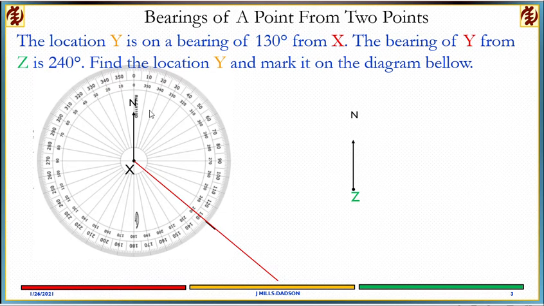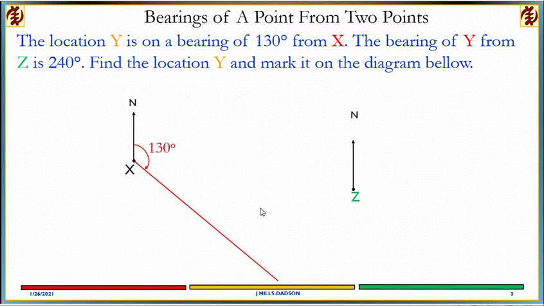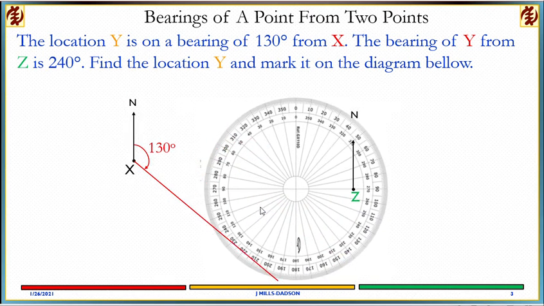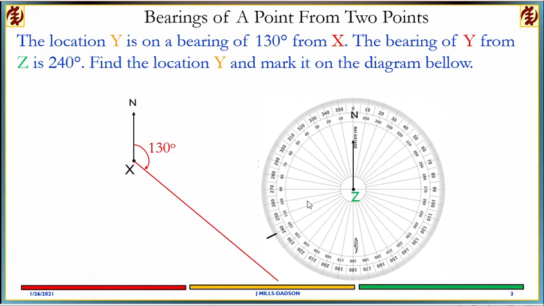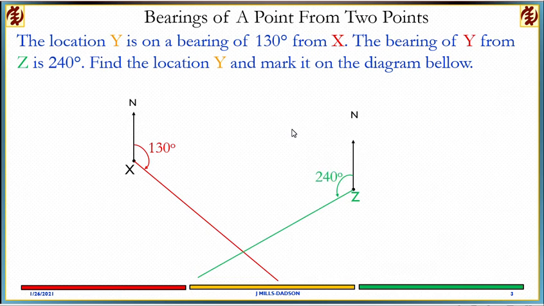Z, 240 degrees. From the north line, create 240 degrees, which is a reflex angle. We measure that also. 240, all the way from the north line. That's 240. Mark it. Draw a line. The point of intersection tells us where Y will be. So we now know where Y is.